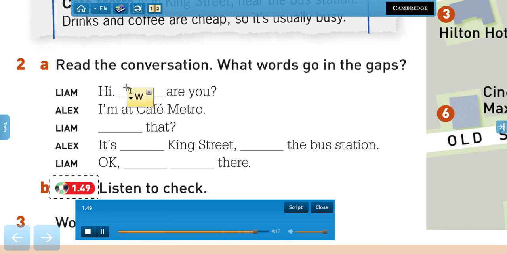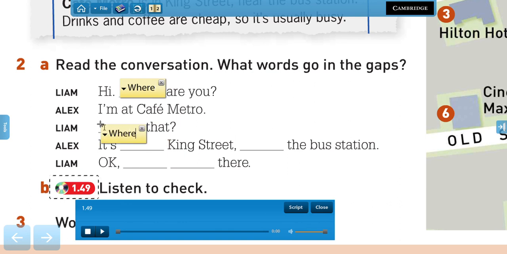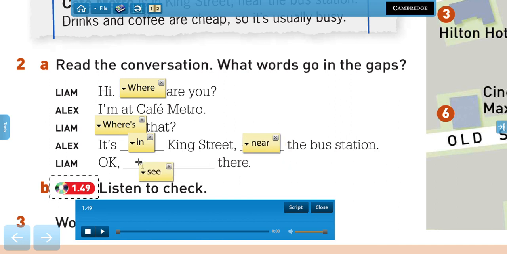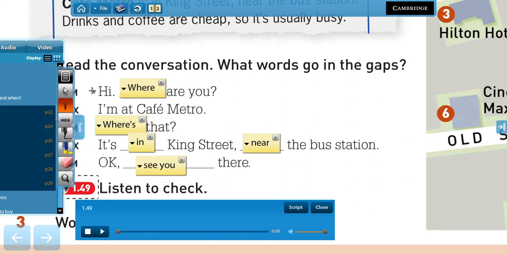So we have the question, where are you? I'm at Cafe Metro. Where is that? Or where's that? Yes? It is in. That's the preposition that we use to talk about streets. It is in King Street, near the bus station. It's near the bus station. Okay? And then we have see you there. They are going to meet there.